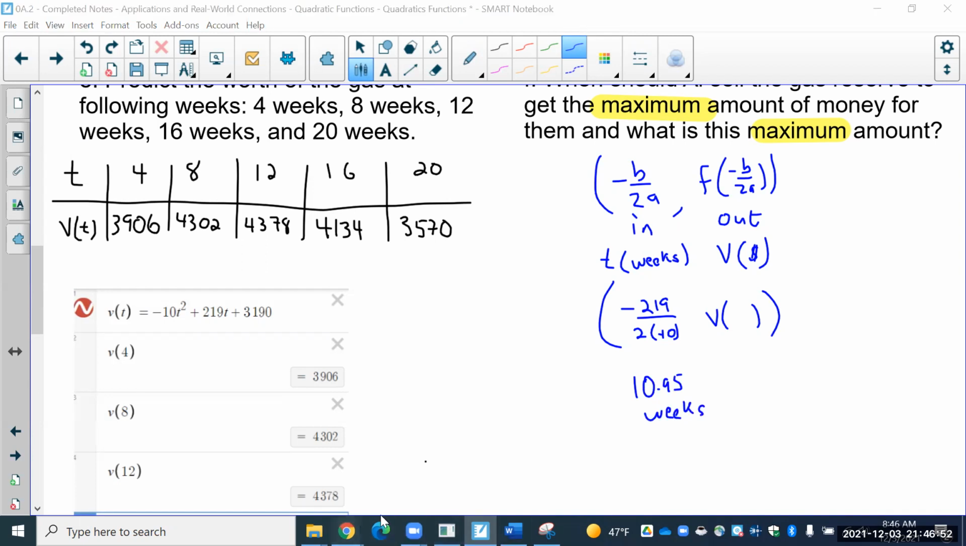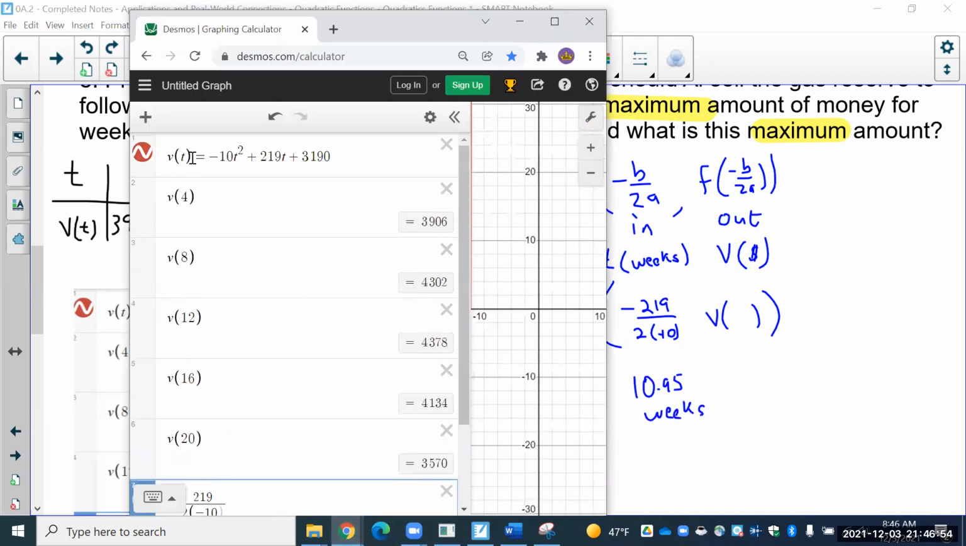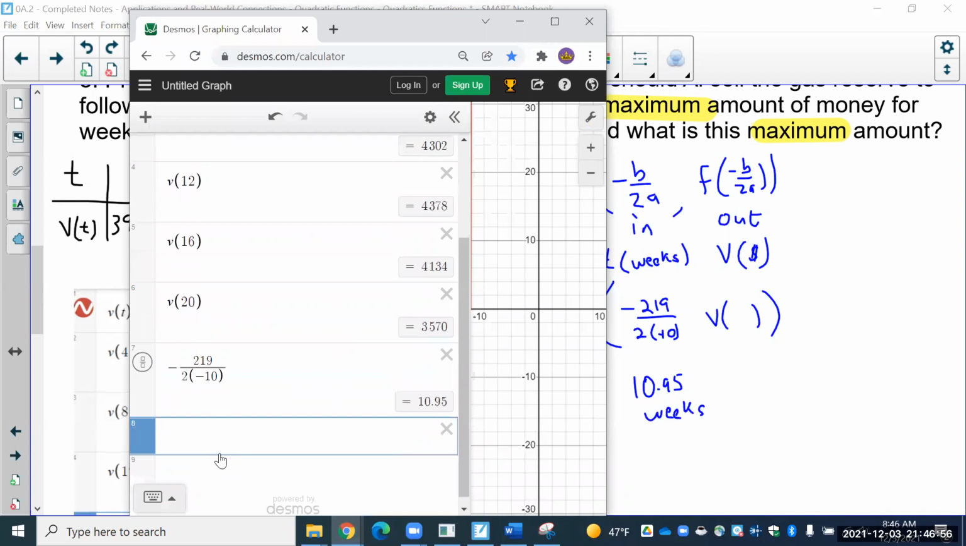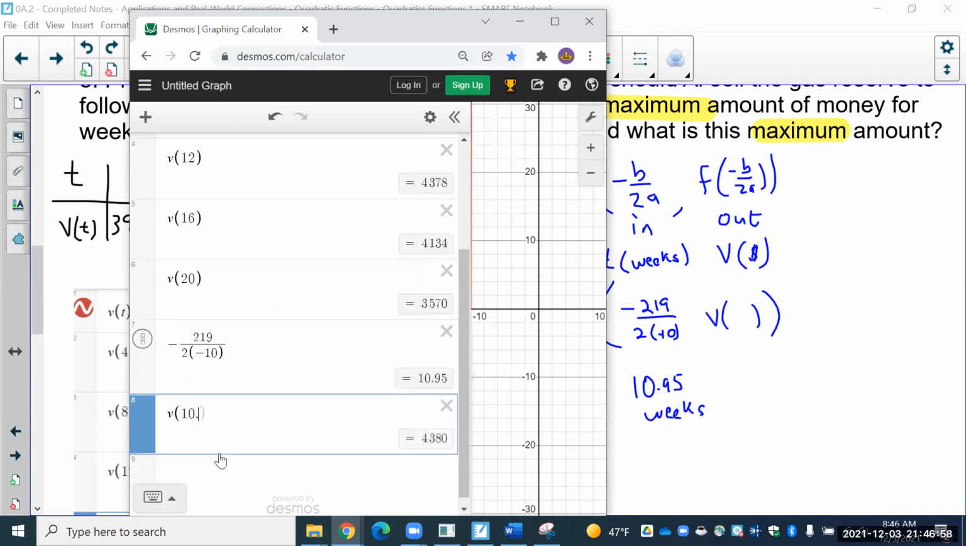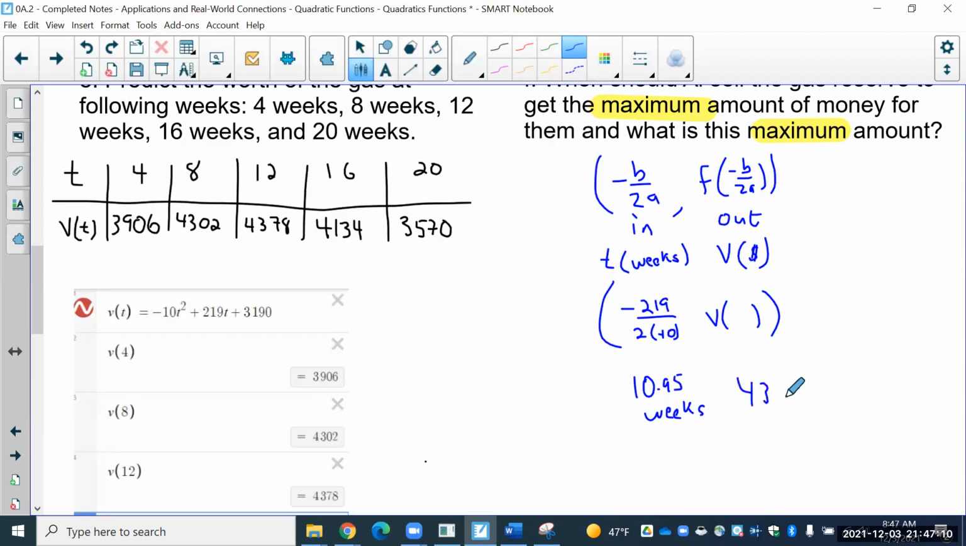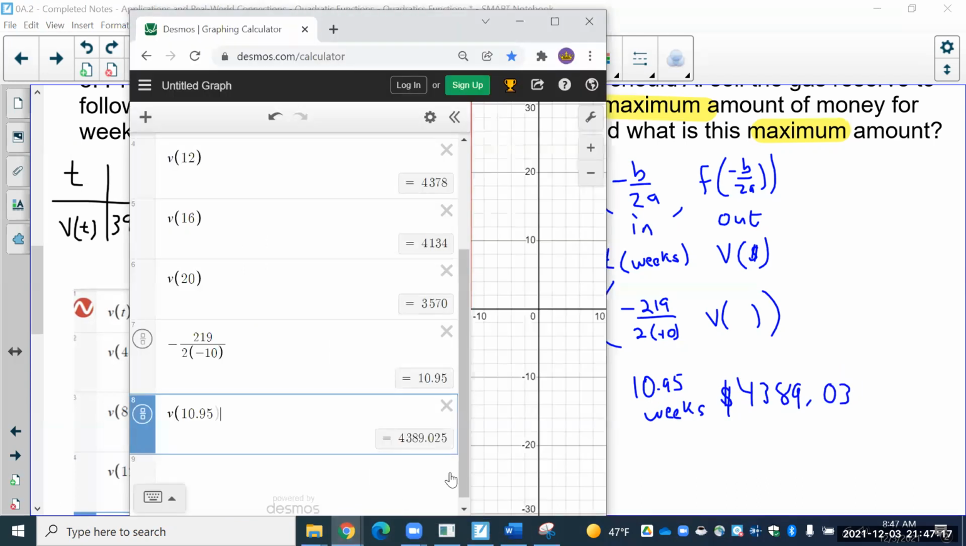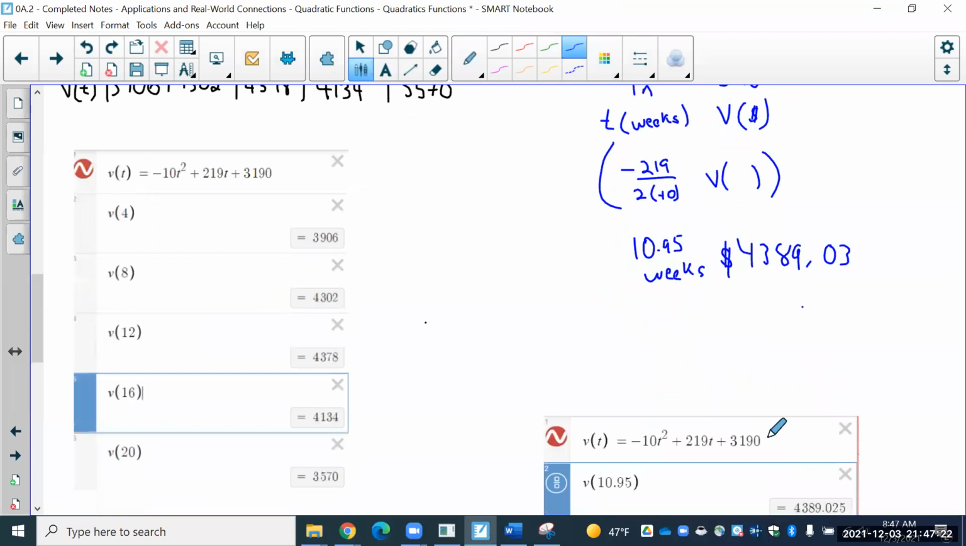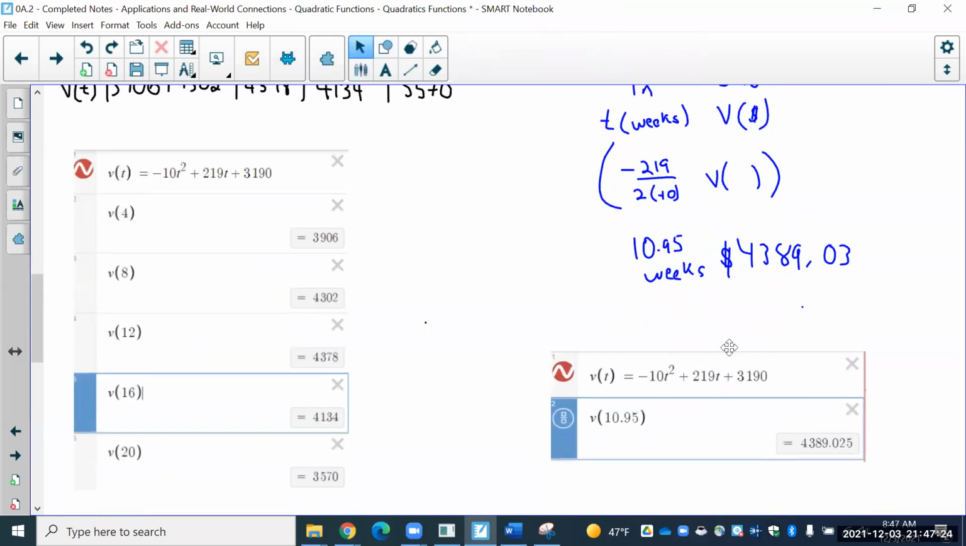But as an operator, how much is that? Well, the cool thing is we already have a function in here. So we could just say, what is v of 10.95? Because we already had the function. And that comes out to $4,389. Now, be careful when you round this. There is no such thing as 0.25 cents. So it's $4,389.03 is how much money she will make if she sells it at that time. All right, so make sure you round money to 2 decimal places. And you can see that I have a nice little screenshot of that right here.